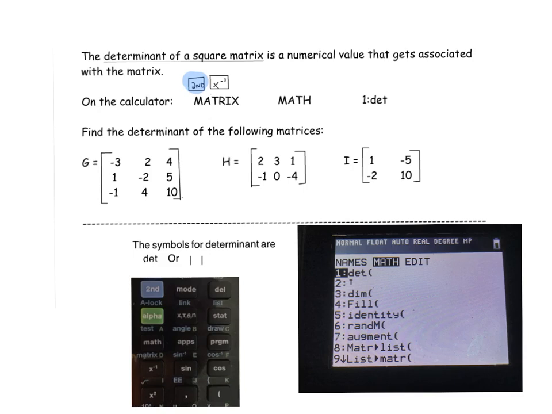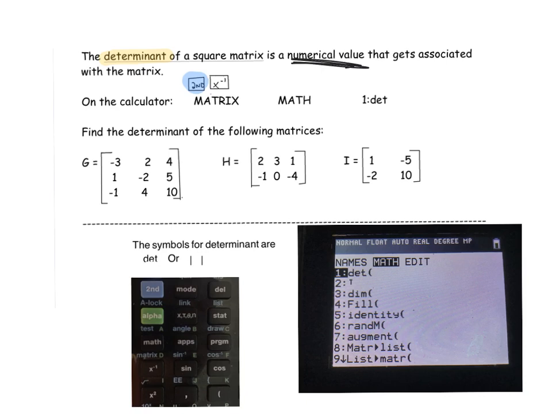Hello, students. Today I want to talk to you about three different definitions pertaining to matrices. The first definition is the determinant of a matrix. It says the determinant of a square matrix is a numerical value that gets associated with the matrix. So basically, the determinant is just a number that gets associated with a square matrix.